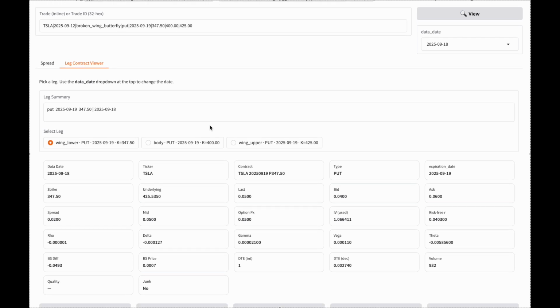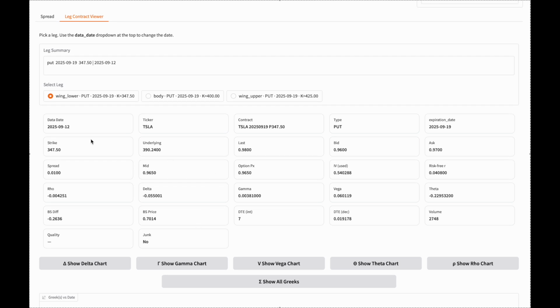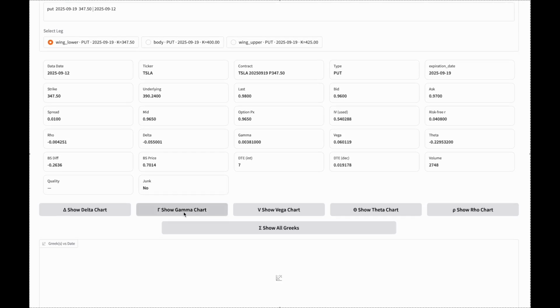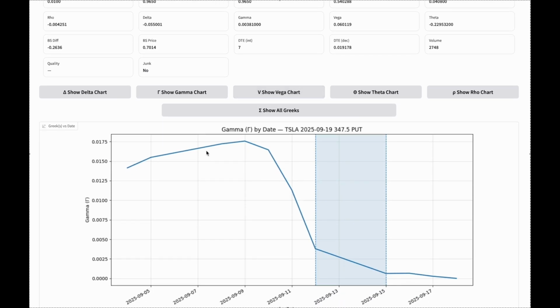We can look at the wing, the lower put here, and we'll set the date here to the 12th, which is the day it opened. And we can see the underlying price, the strike price, it's the put, the expiration date, and we also get the Greek values here, which is kind of nice. So we can look at how the gamma is shifting before we purchase this contract or put it into the spread. And here's the window, and then we closed it out on the 15th. So this is our activity.